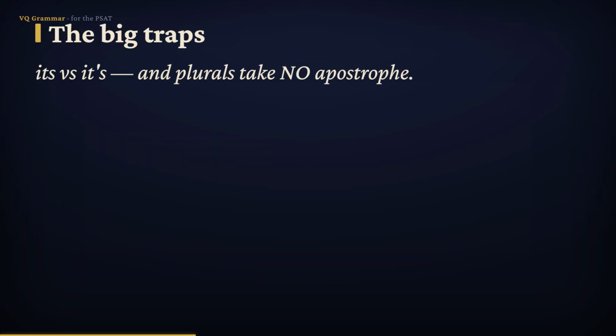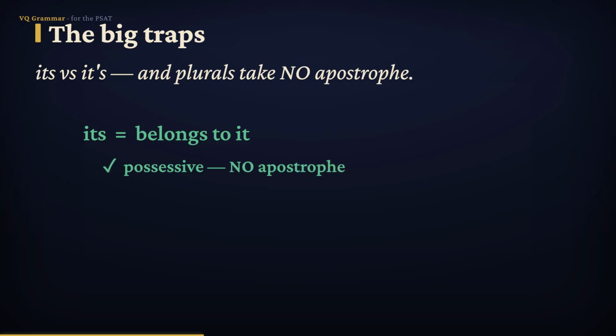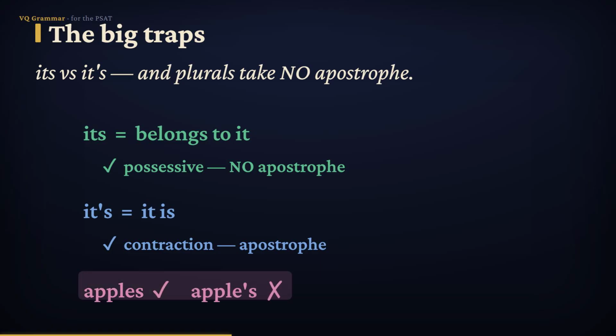Here are the traps that catch everyone. First, its versus it's. Its, with no apostrophe, is the possessive. The dog wagged its tail. But it's, with an apostrophe, only ever means it is. Possessive pronouns never take an apostrophe. Second trap. A plain plural takes no apostrophe at all. 3 apples is just apples. Apple's with an apostrophe would mean owning something. So if you only mean more than one, leave it out.